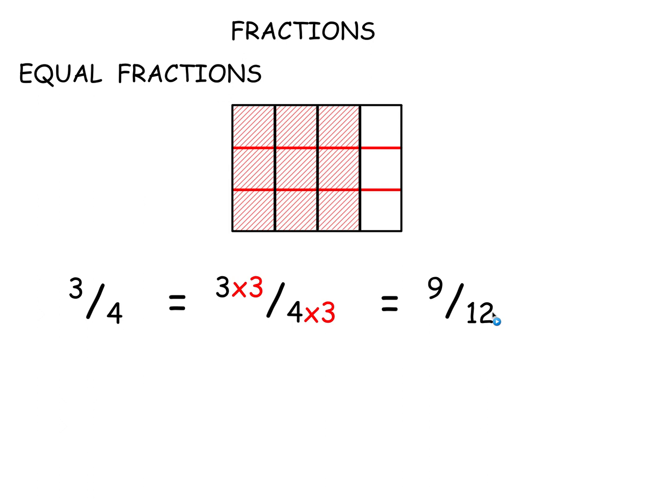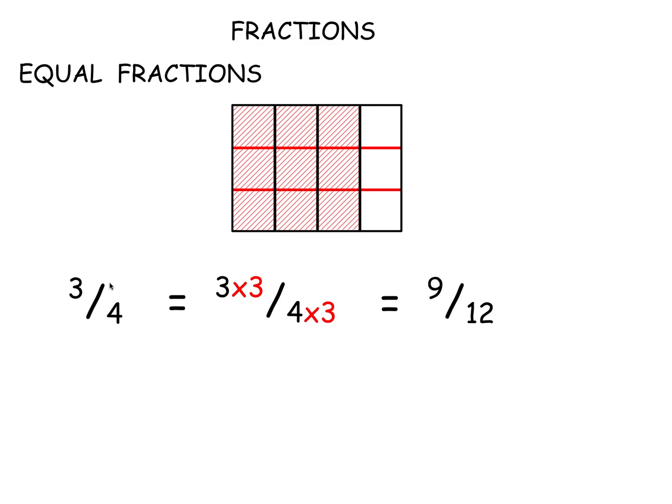9 twelfths is shaded. 3 quarters was originally shaded. Simply by dividing it horizontally, we've now made it 9 twelfths is shaded, but it's the same amount that's shaded each time. 3 quarters and 9 twelfths are the same, they are equal. So if I multiply the top number, the numerator, and the bottom number, the denominator, by the same factor, the same number, I produce an equivalent fraction. 9 twelfths is the same as 3 quarters.